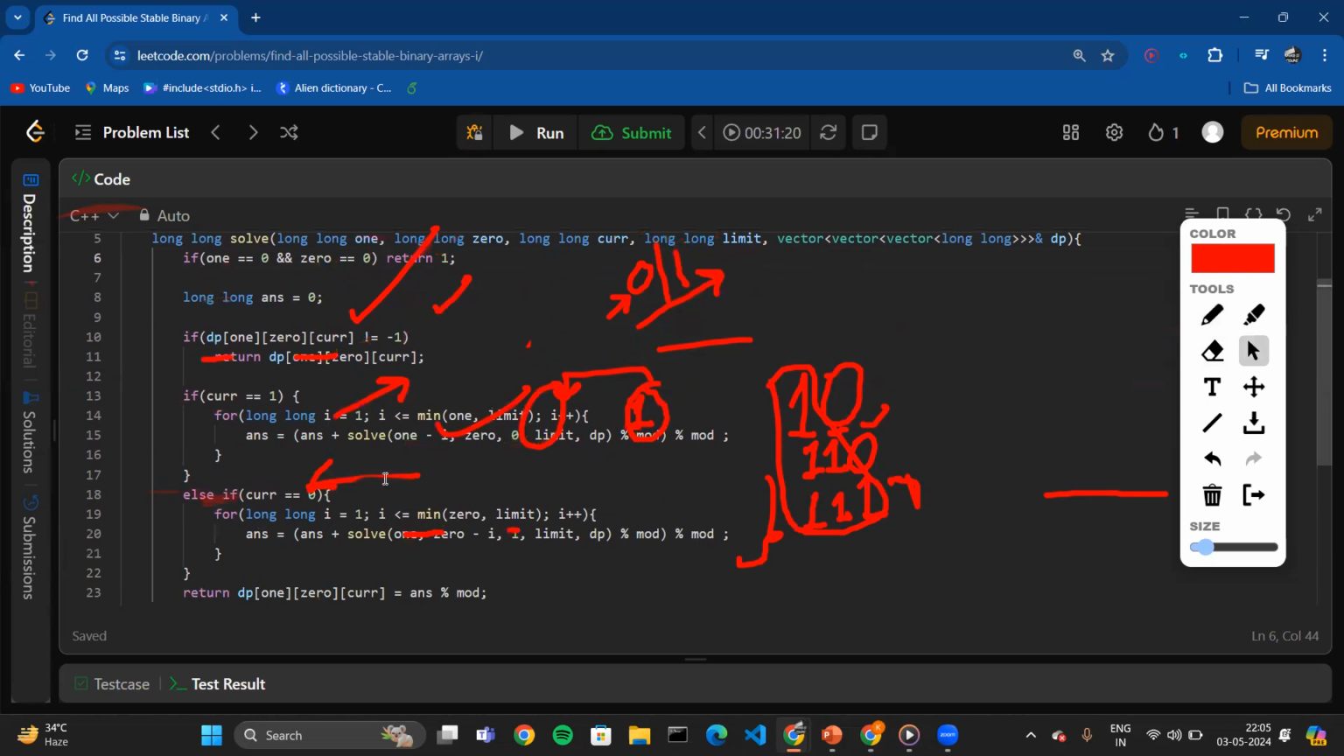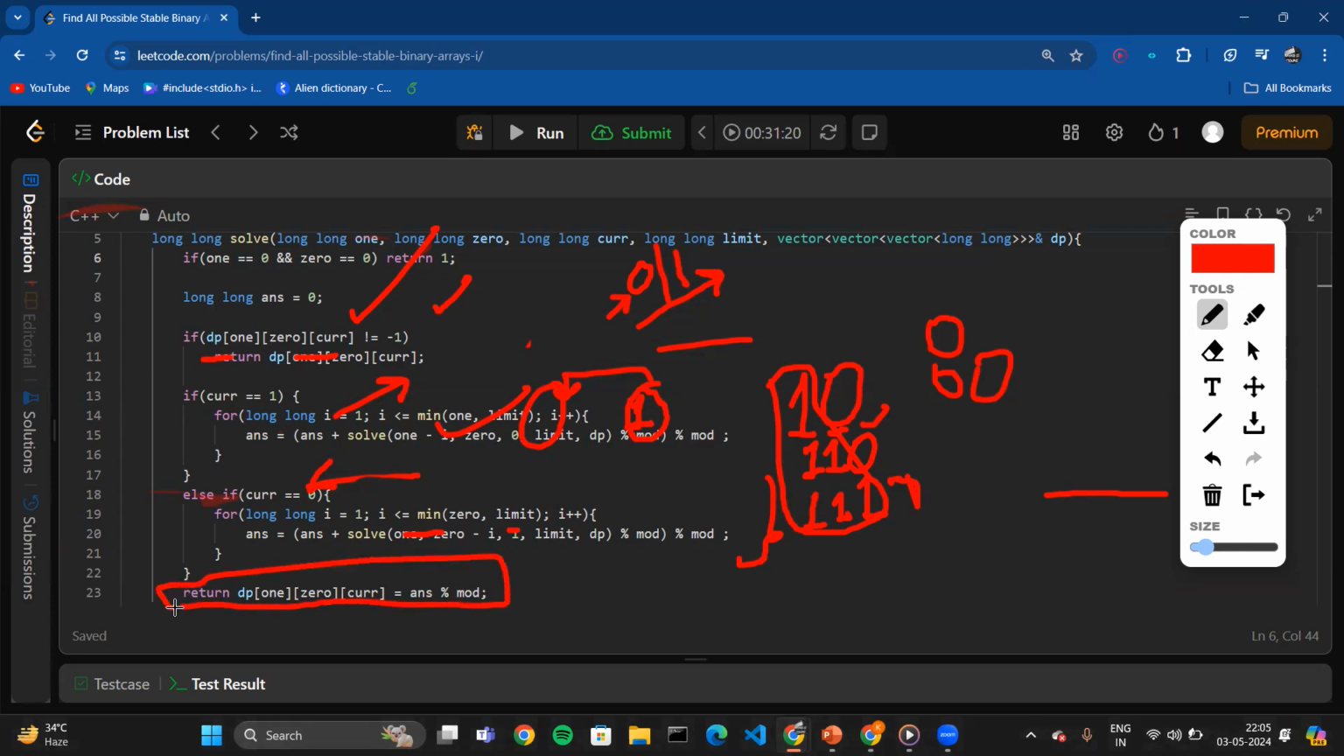Similarly, we will do it for 0. If my current element is 0, that means I have to place 0 now. So I can place 1 zero, 2 consecutive zeros, or 3 consecutive zeros, depending upon how much limit and how much zero count I have. So I will try all possible ways and then send off a 1. So yeah, this is the simple basic approach, and we will simply return DP of 0.